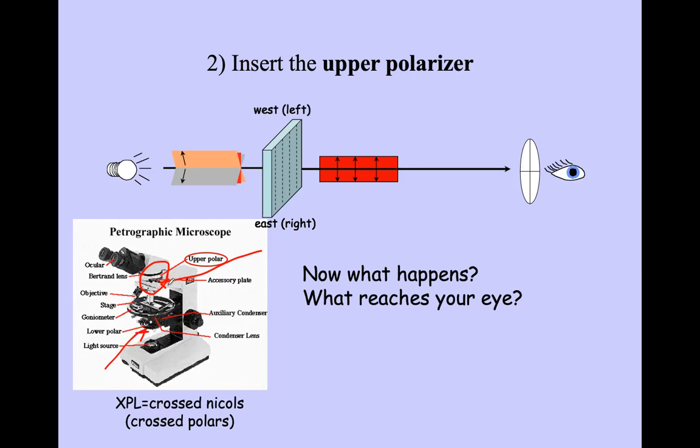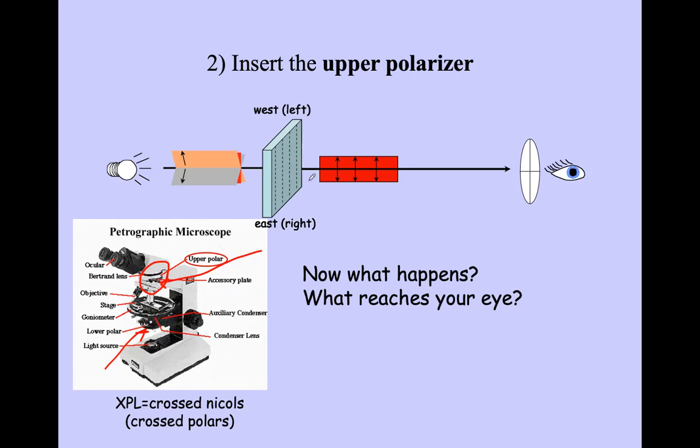But if you insert the second polarizer, that means the upper polarizer, then the light which is coming after the sample will pass through the second polarizer also, right? Then it will enter your eye, right? So there are different observations when you insert it and when you remove it, right? I think we have already discussed this in the last lecture, but still I will remind you again.